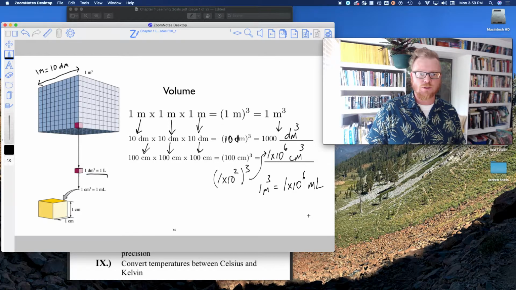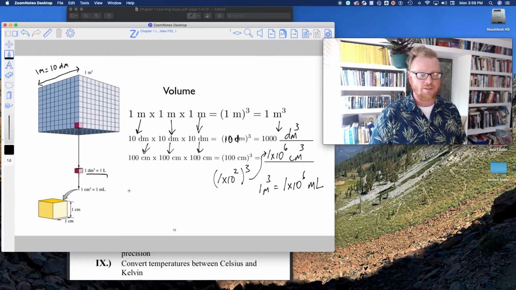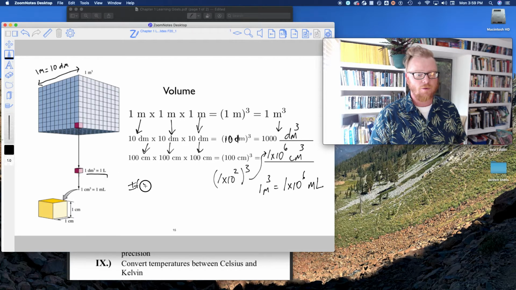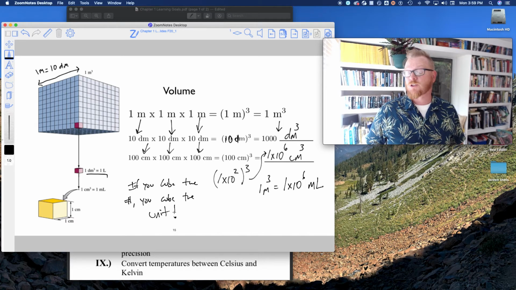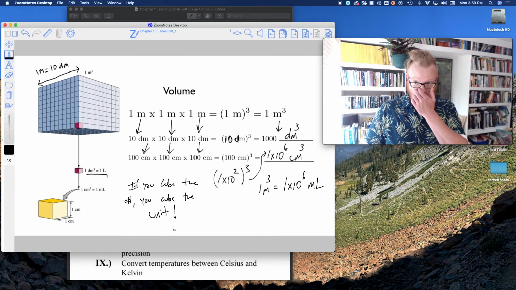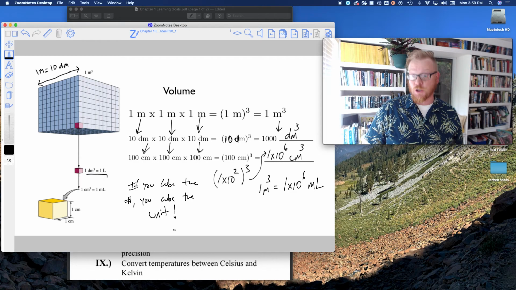Great. So I think I can move on from there. But the important thing to note here, I'll write down: if you cube the number, you cube the unit. So whatever arithmetic we do to the number, we do the same arithmetic to the unit. Okay?